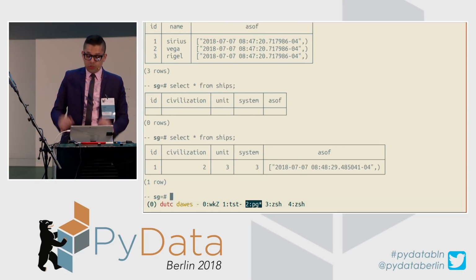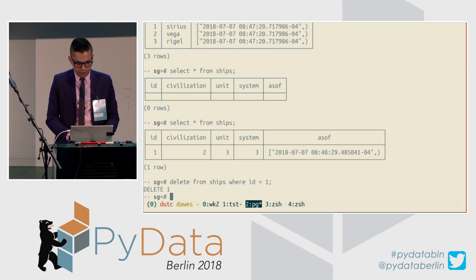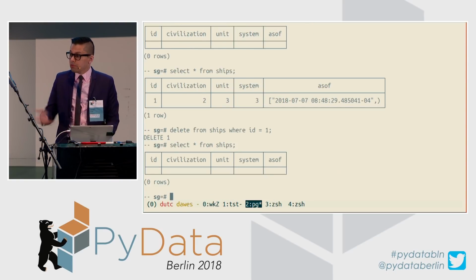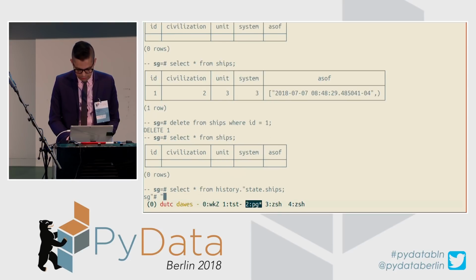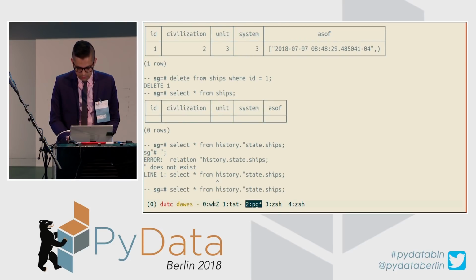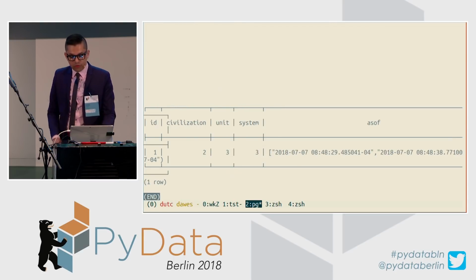So you can see there's one row here. Now let's say this ship is destroyed. What I might do is I might do a delete from ships where ID equals 1. This is our naive approach. And when I look at the ships, it's gone. But when I want the history, this plugin actually warehoused all the information representing that.